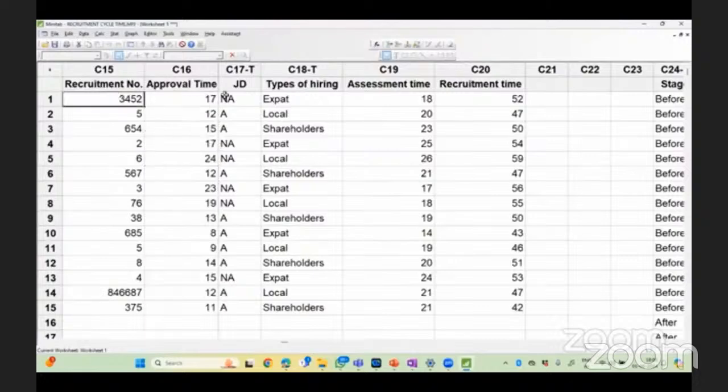So recruitment number 3452, approval time was 17 days. Job description was not available. Type of hiring was expat. Assessment time was 18 days. And total recruitment time was 52 days. So I collected data for 15 recruitments. And now I can start investigating.